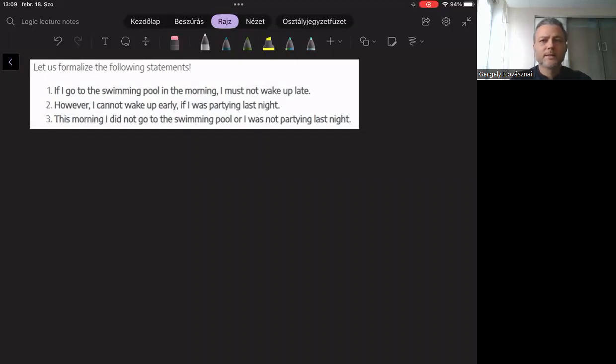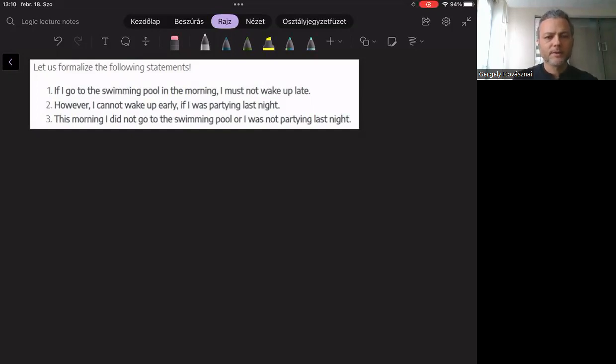In this exercise, we have to formalize 3 English statements which are connected, and therefore we have to use the same Boolean variables which we are going to introduce. So if you look closely, you can find the same atomic statements like I go to the swimming pool or I was partying last night and so on. Okay, so let's introduce variables for them.